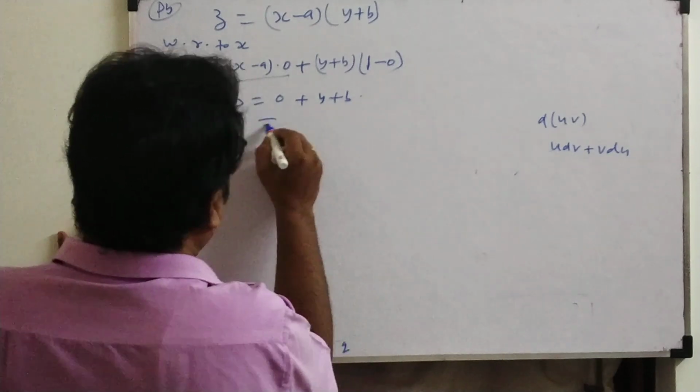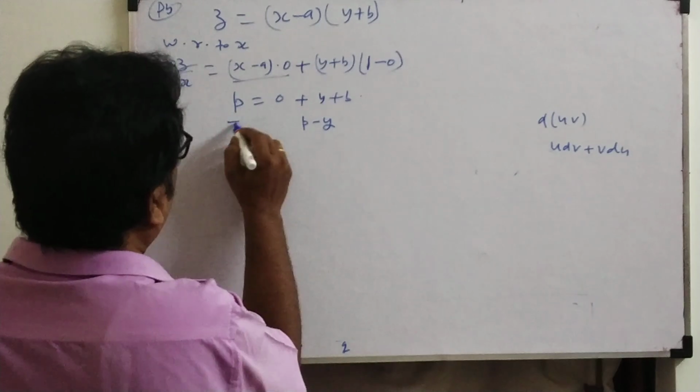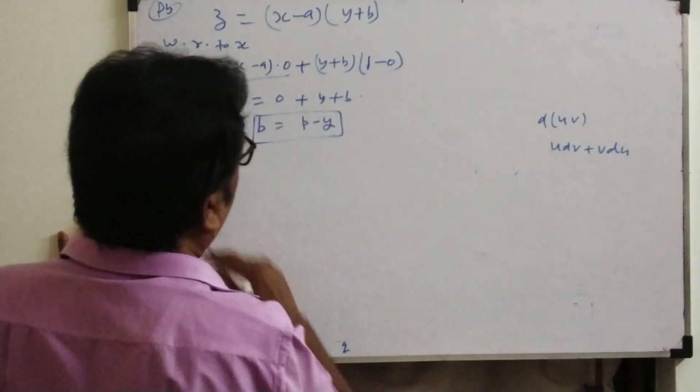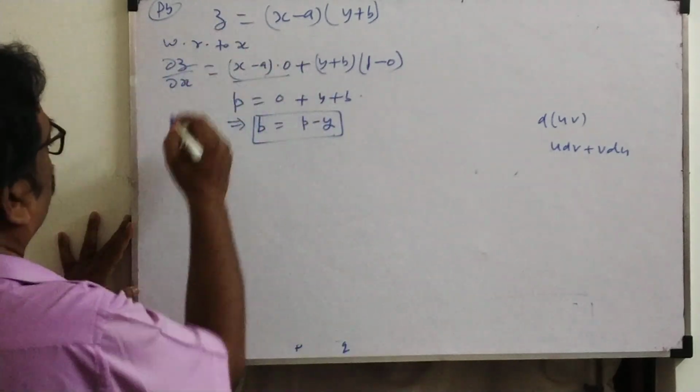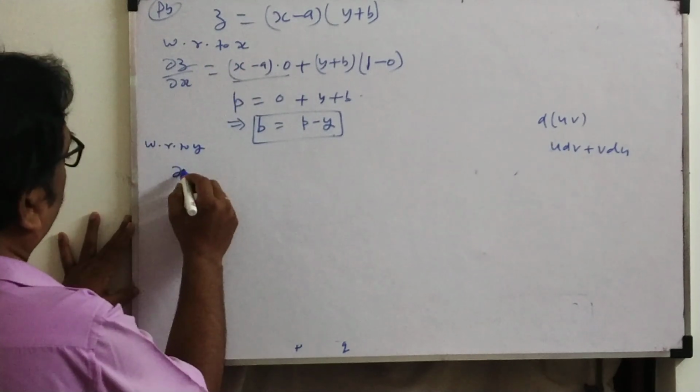Then you can write b is equal to p minus y. That implies b is equal to y minus p minus y. Now again differentiate with respect to y. So what will we get?